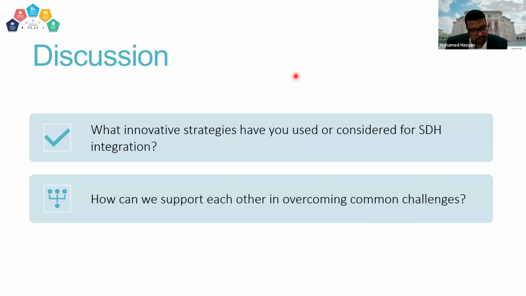Not only the questions that we need to discuss, we need to discuss deeply this important topic about what innovative strategies we can use to consider integrating social determinants of health in our medical schools and health sciences schools within the region, and how we can support each other in overcoming some of these common challenges.